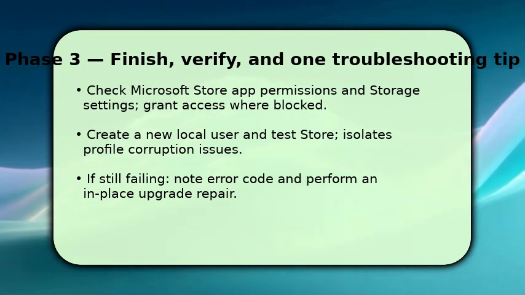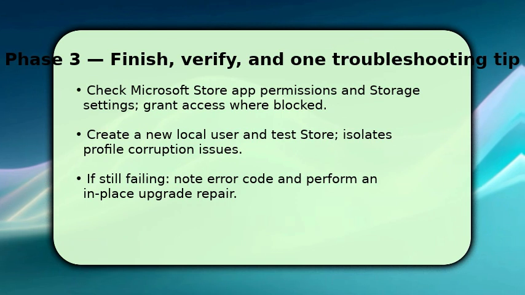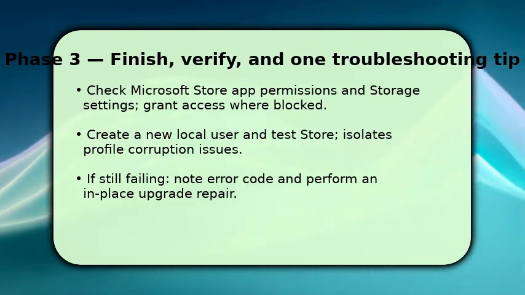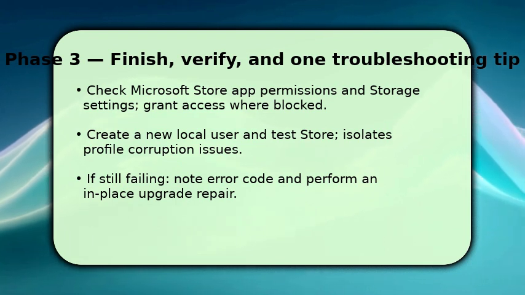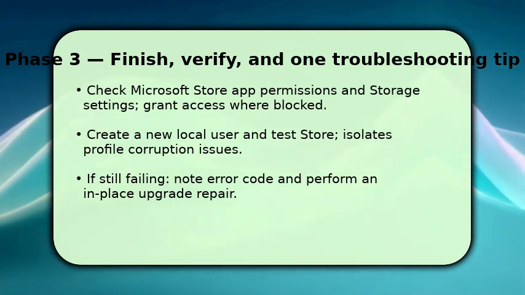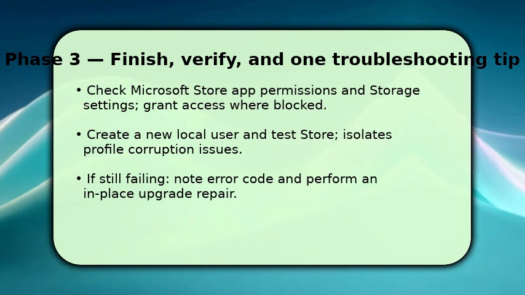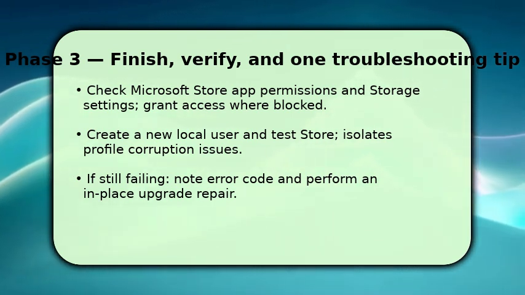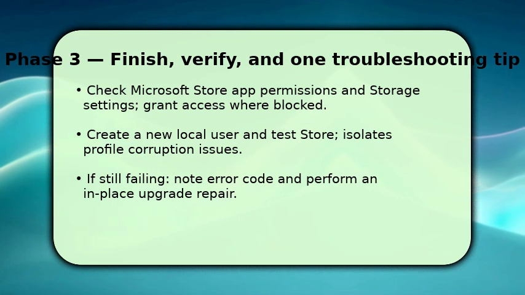Blocked app access or limited storage can prevent installs, so free space and allow app permissions. If the store opens for a new local user, you've found a corrupted profile, so migrate your data. Should none of this work, record the exact error code and perform an in-place upgrade repair of Windows. It preserves files while fixing system components.